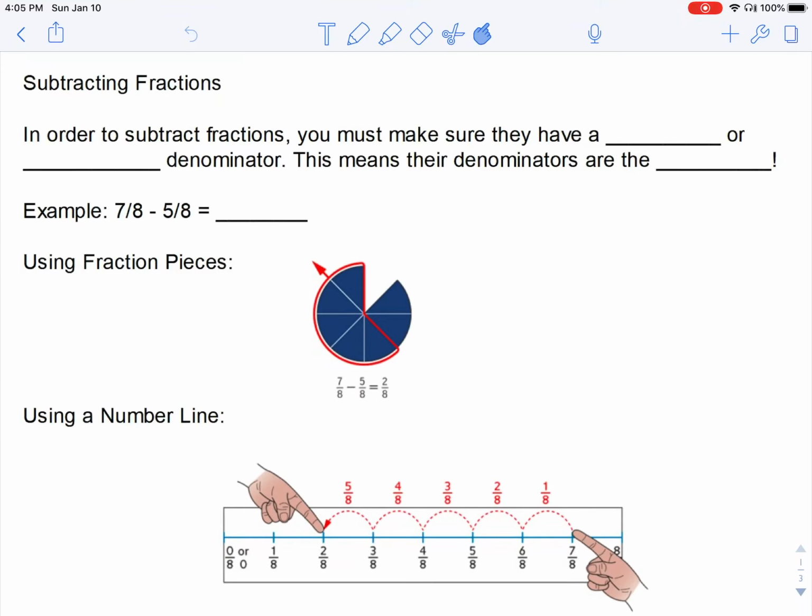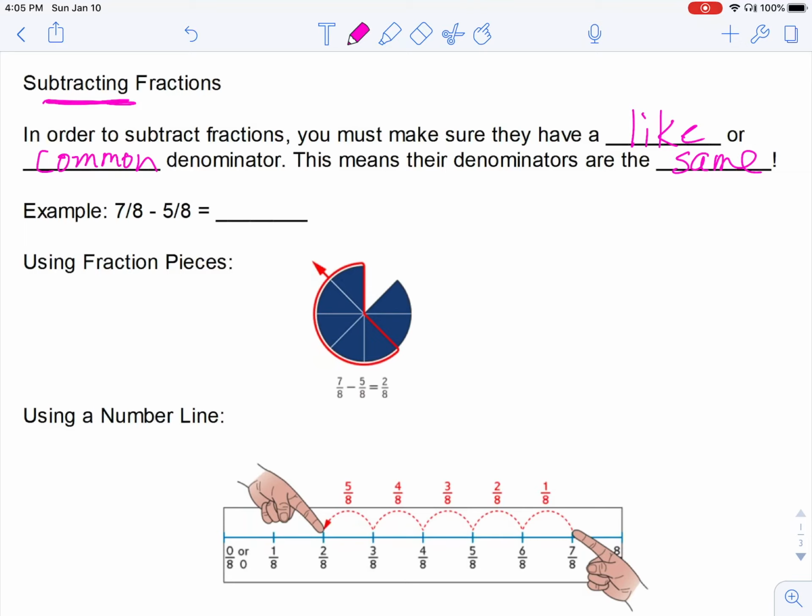We are experts on adding fractions and mixed numbers. So our new topic is subtracting fractions. And guess what? In order to subtract fractions, you must make sure they have a blank or blank denominator. Do you know what goes in those blanks? Like or common. And this means their denominators are the same.